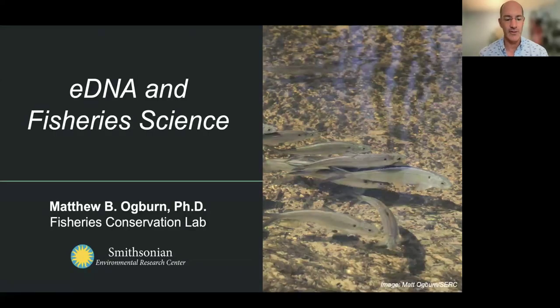and some about the kinds of things that we're doing with eDNA technology at SERC related to fisheries. And I guess I can start with just a simple definition for those who aren't familiar with it. eDNA is short for environmental DNA. And that just represents any DNA that you might collect by taking a sample from the environment.